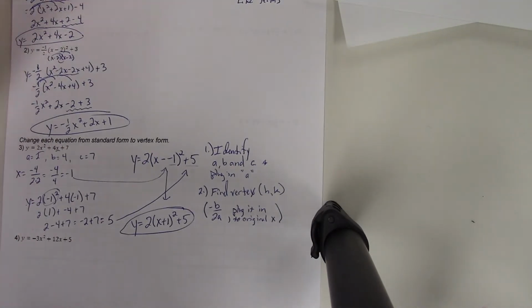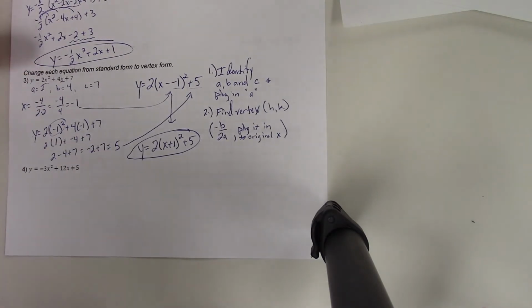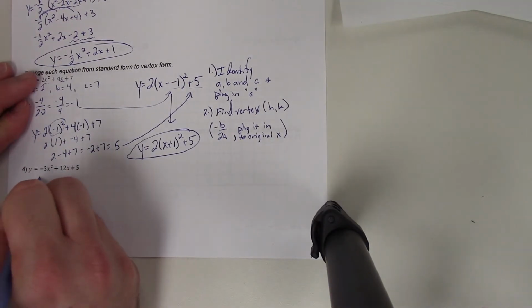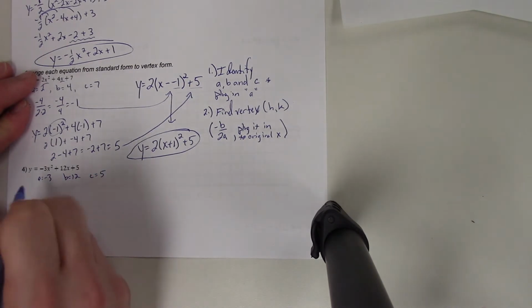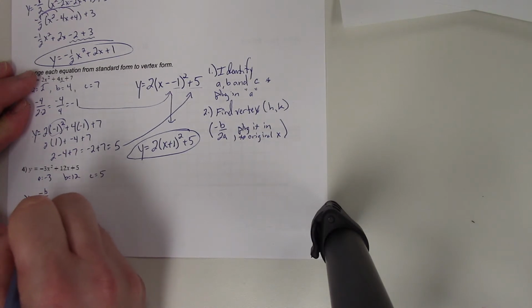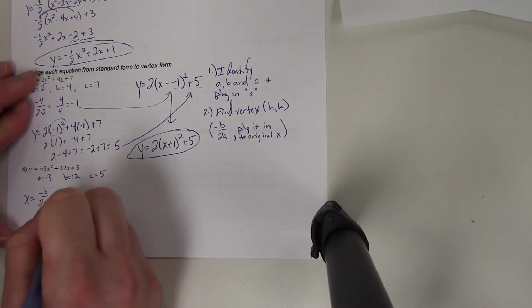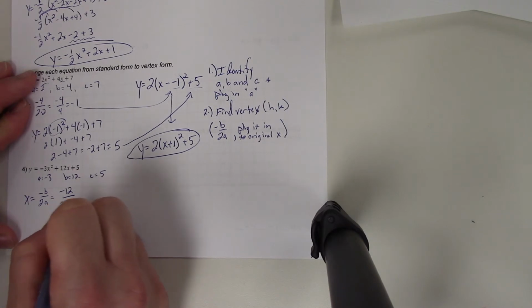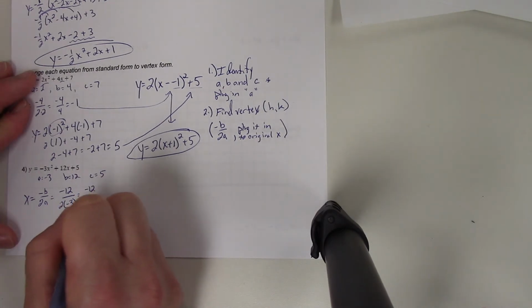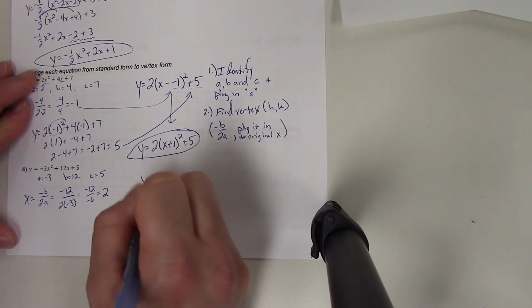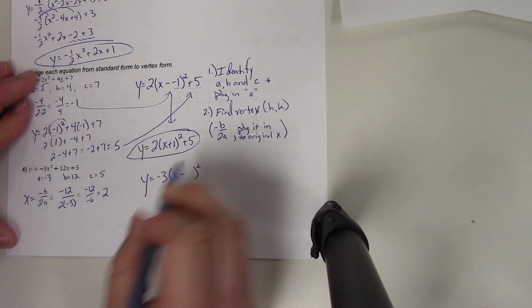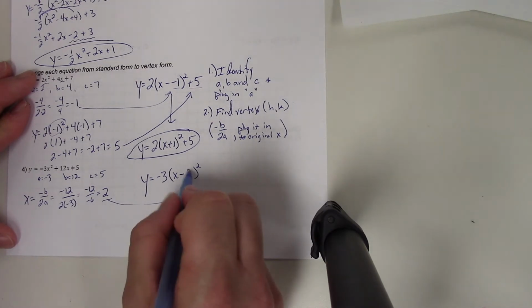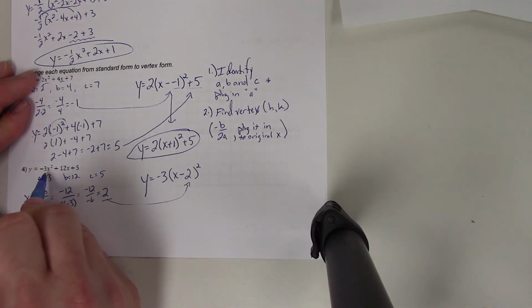Okay. Let's do this last one here. So same kind of thing. A is negative 3, B is 12, C is 5. Find our vertex, which is the opposite of B over 2A, which is negative 12 over 2 times negative 3. Negative 12 over negative 6, of course, is 2. Oh, I forgot to even start the problem. Again, it's negative 3 times (x minus something) squared. Well, there it is, right there, the 2. I'm going to go plug 2 back in.